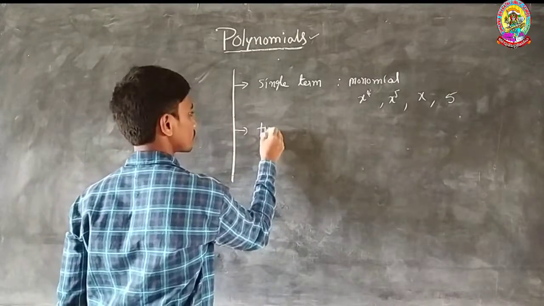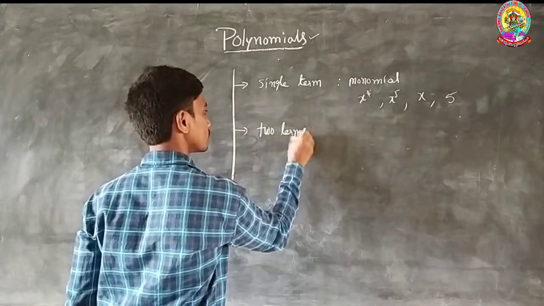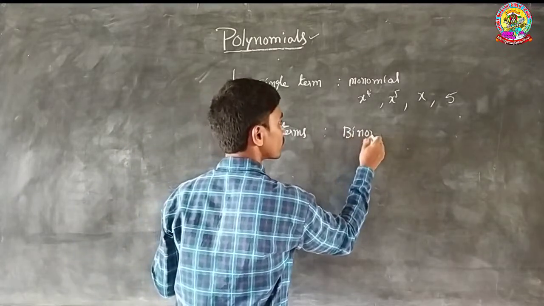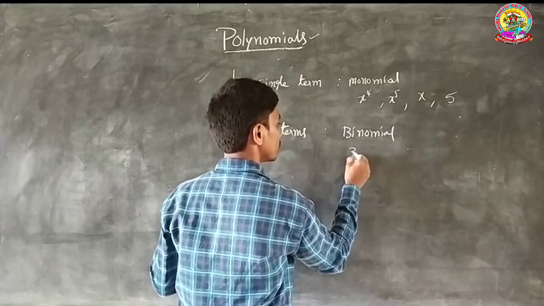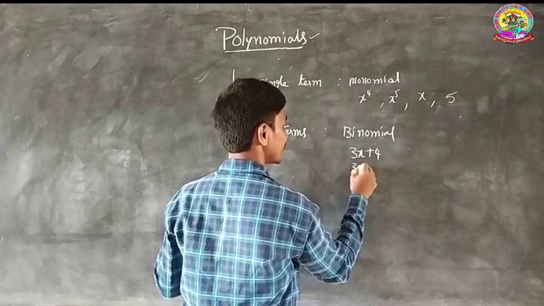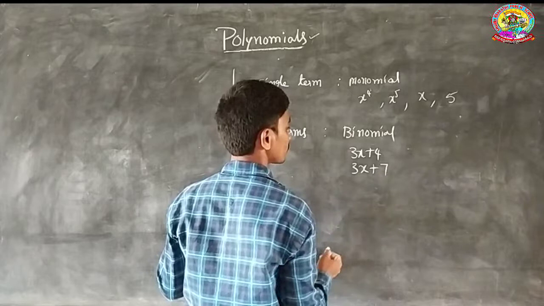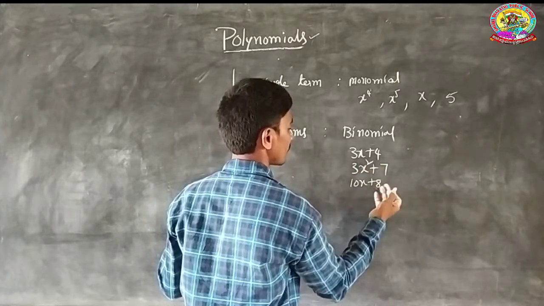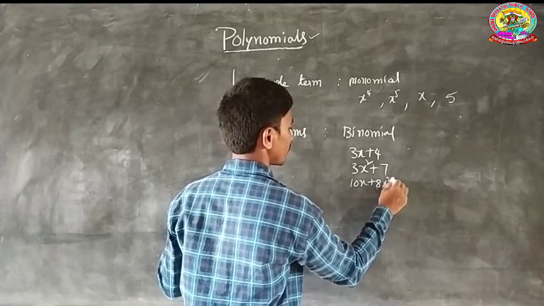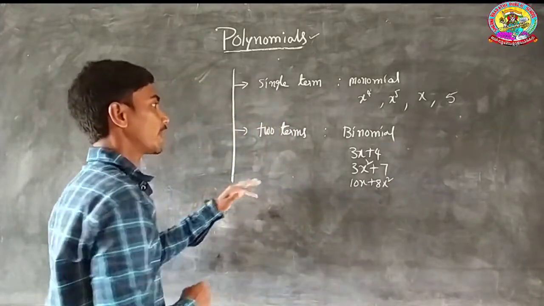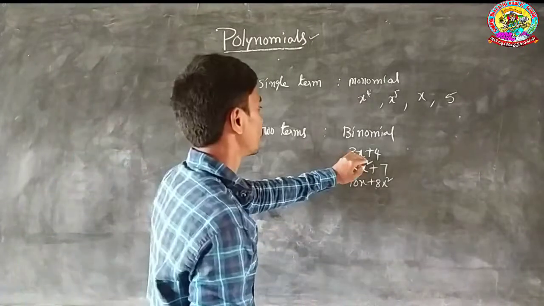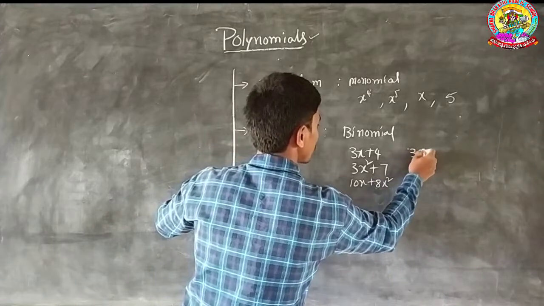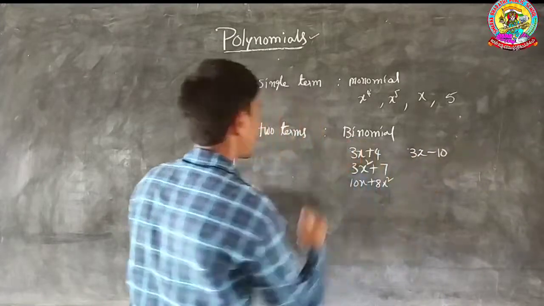Two terms is called a binomial. 3x plus 4 or 3x plus 7, 3x square plus 7, 10x plus 8, like this, or 10x plus 8x square. Binomial means it must be a combination of two terms. It may also be subtraction, 3x minus 10, this is also a binomial.